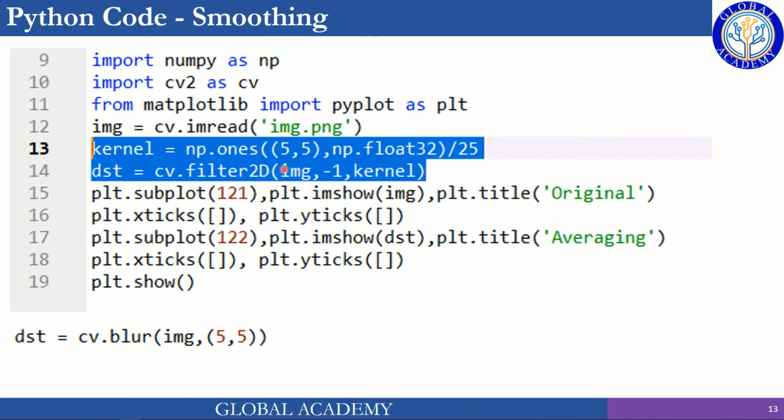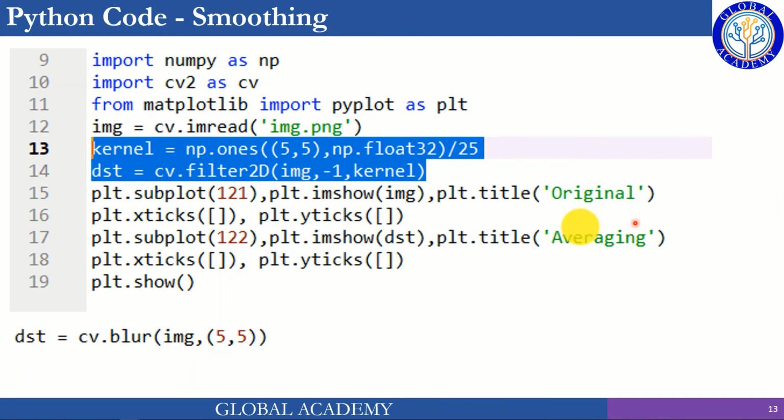In our next line, cv.filter2D implements 2D convolution, which we discussed earlier. The first argument is the input image, the second argument is the depth, and if we pass -1, it means return the same depth as the input image. And the third is the kernel, which is designed on line 13. So the function can be used for any kernel of your choice. You can design any arbitrary kernel, and use filter2D to implement 2D convolution with any image.